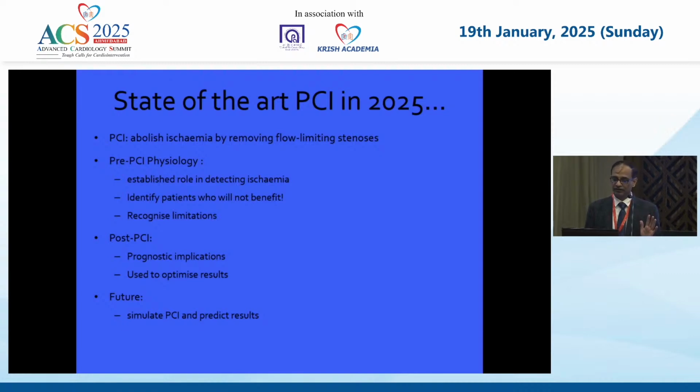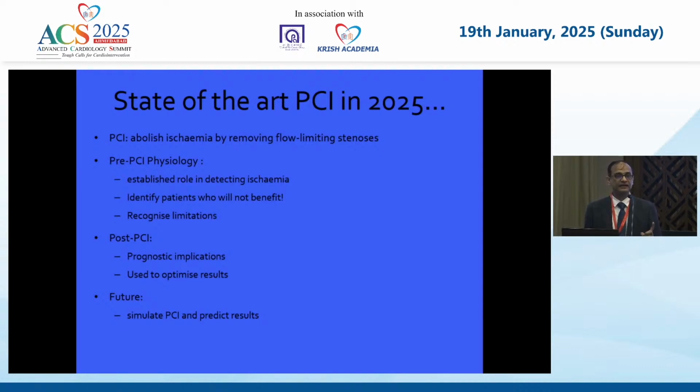PCI aims to abolish ischemia by removing flow-limiting stenosis. It doesn't aim to predict what is going to happen in the future. What ischemia we have today is best told to us by physiology. What is going to happen in the future is a complex interplay of multiple things, among which the only measurable thing is the atheroma burden. Pre-PCI physiology will always tell us ischemia. It will identify patients who will not benefit, but we must recognize its limitations. Post-PCI, this has important prognostic limitations and it's used to optimize results.